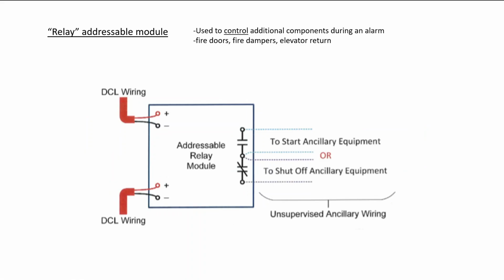Finally, we have a relay addressable module, and this is used to control additional components during an alarm. These other items could be things like fire doors, fire dampers, or even elevator return. So these are very similar to the dry set of contacts that we saw on a conventional fire alarm panel. So you could use these to control the fire doors, and you could have this module near the fire doors where the supply of energy is to energize their electromagnets.